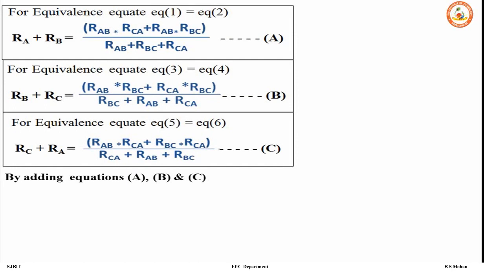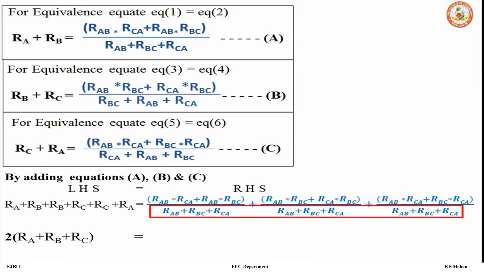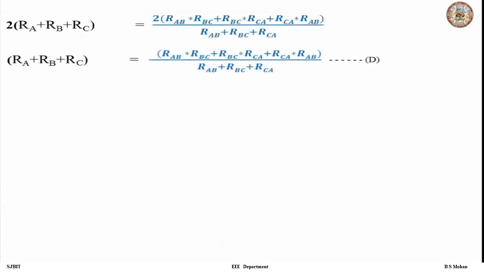By adding equations A, B and C, on the LHS we have RA plus RB plus RB plus RC plus RC plus RA. Similarly on the RHS, let us see how we add. On the LHS it can be reduced as shown here. Similarly on the RHS we can reduce, as the denominator is common, we can add. But one can observe that RAB RC appears twice, RAB RBC appears twice, and RCA RBC appears twice, thus rewriting as shown here. This can be further reduced as shown in equation D, cancelling the constant 2 on both sides.